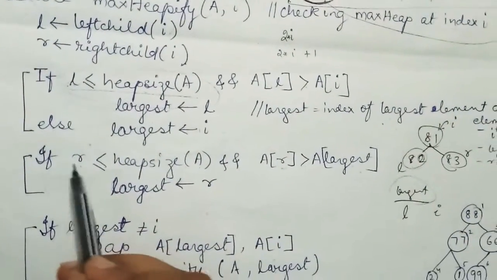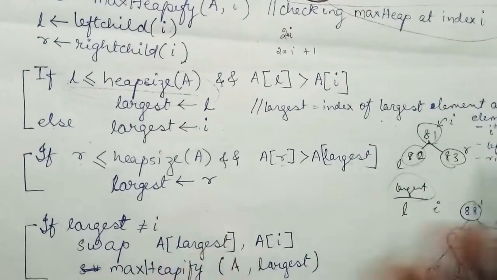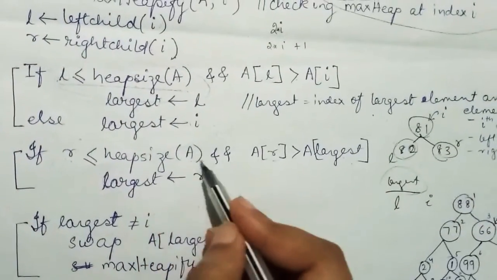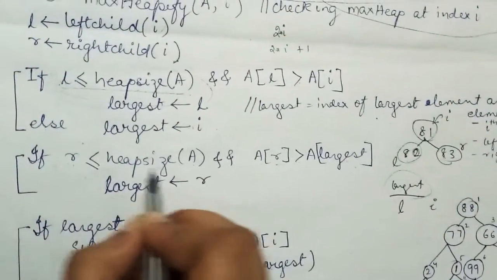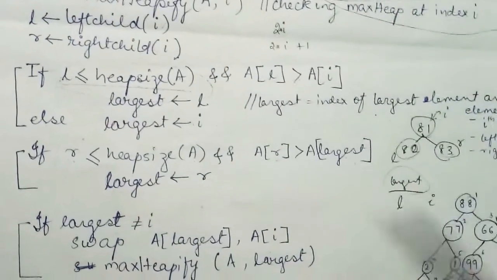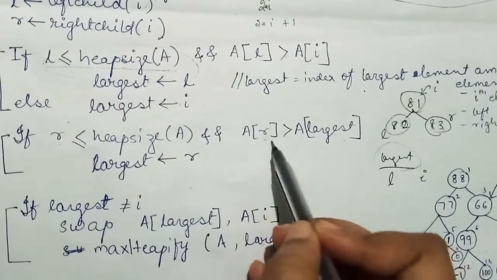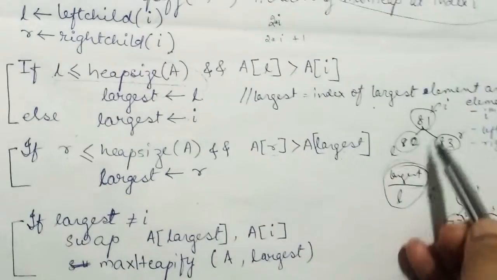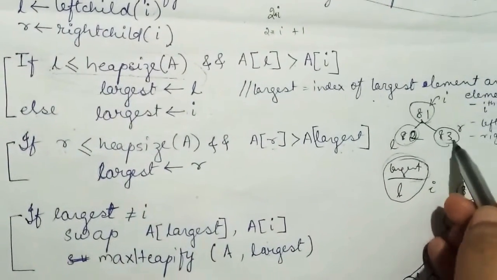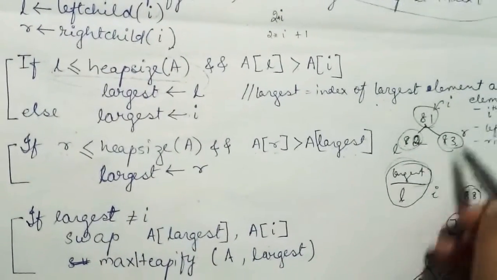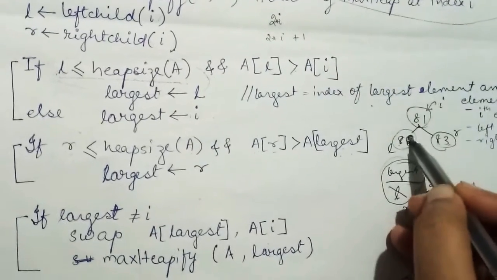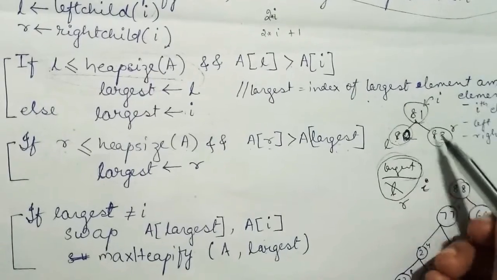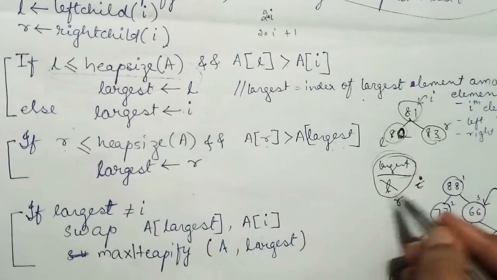Again we are checking if R is less than or equal to the heap size. Yes, of course, because we are assuming that. And A of R is greater than A of largest. Now largest has the value L, that is 82. 83 is greater than 82? Yes. Therefore now largest will have the value R. Had it been 80, it would have the value I, that is 81. 83 is greater than 81? Yes. Therefore it will have the value R.